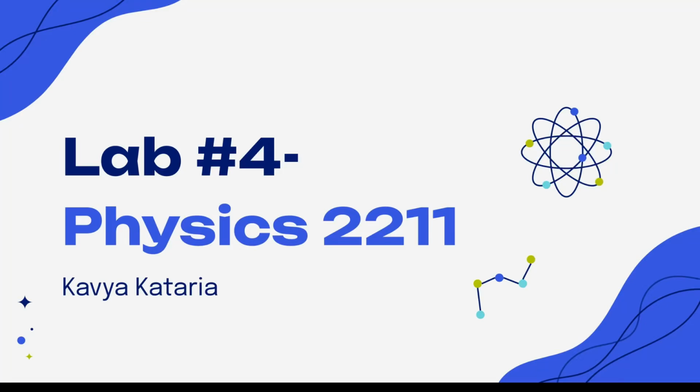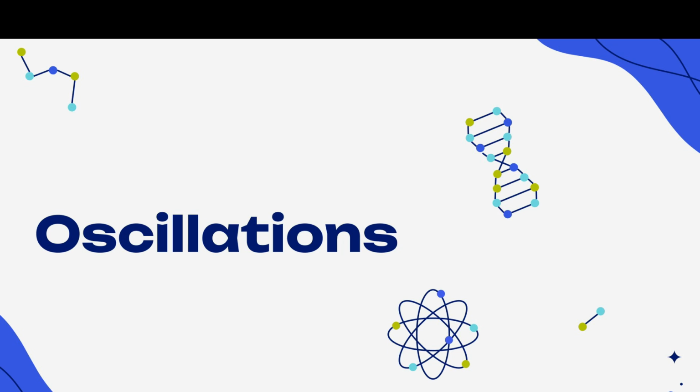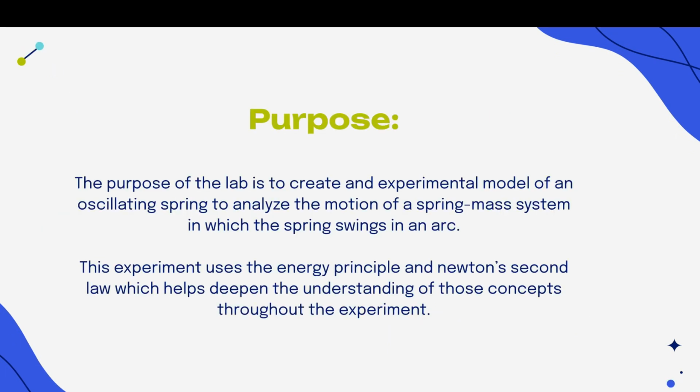So, welcome to Lab 4 in Physics, where we talk about the concept of an oscillating spring. The purpose of this lab is to create an experimental model of an oscillating spring to analyze the motion of a spring mass system in which the spring swings in an arc. This experiment uses the energy principle and Newton's second law, which helps deepen the understanding of those concepts throughout the experiment.